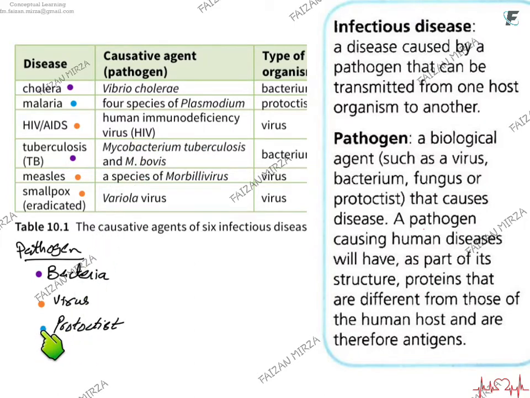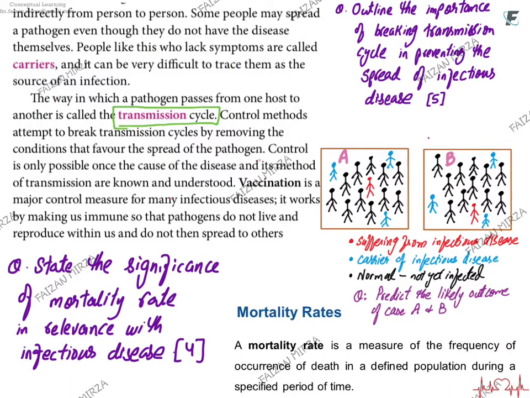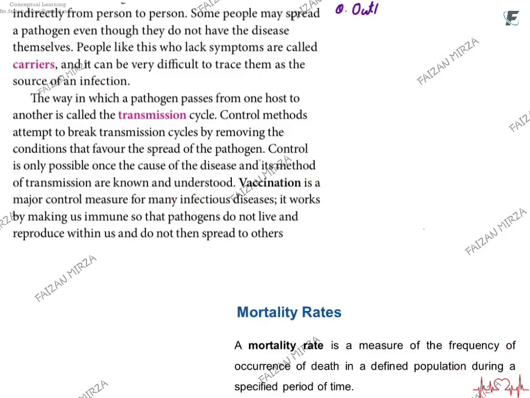Protoctist disease is the blue dot. This is malaria, a protoctist disease caused by four species of Plasmodium, which we'll discuss later in the same chapter. So when we are discussing a certain disease, we discuss the terms of carriers and how the disease can be transmitted.